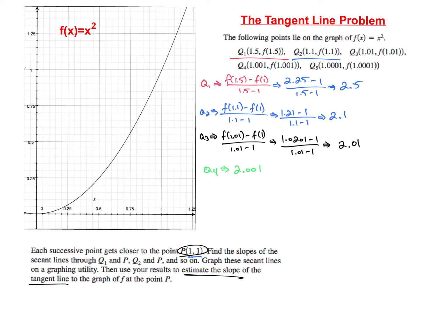Exactly. Now, without finding out, have we found the slope of our tangent line? Have we found our tangent slope to 1, 1 yet? No, we haven't found it. However, what do we think it is? The slope of my tangent is what? 2. That's what we're going to say it is.